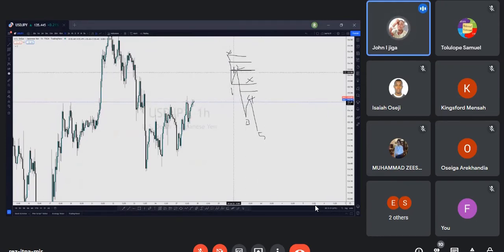Okay, so wave 4 is not allowed to move into the territory of wave 1 in an impulsive wave. And then wave 5 is the last wave of the impulsive wave 1, 2, 3, 4, 5. Wave 5 only has one rule: it has to go below wave 3. Okay, these are the basic rules of wave 1, 2, 3, 4, 5.